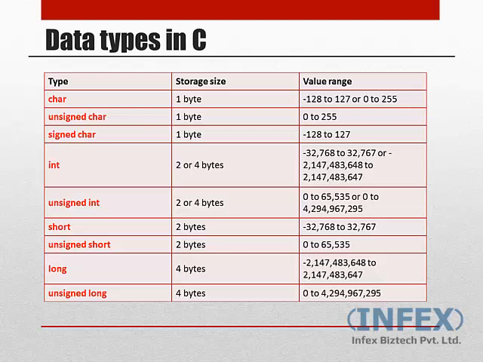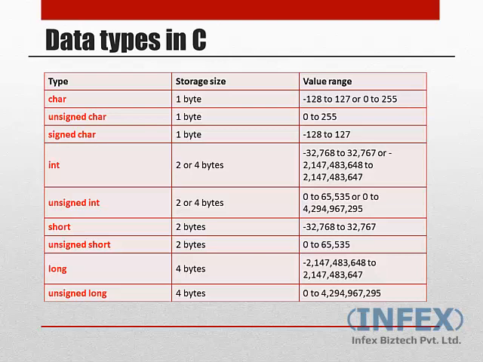Character. Its size is 1 byte and it contains the value range of -128 to 127 or 0 to 255. Unsigned character, its storage size is 1 byte and its value range is 0 to 255. Signed character, which has a storage size of 1 byte and it holds -128 to 127.